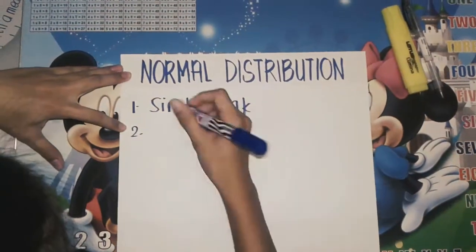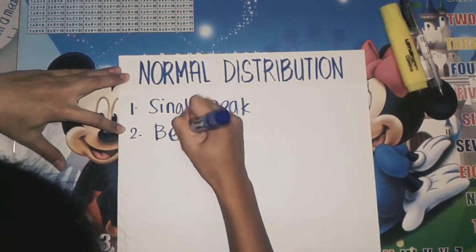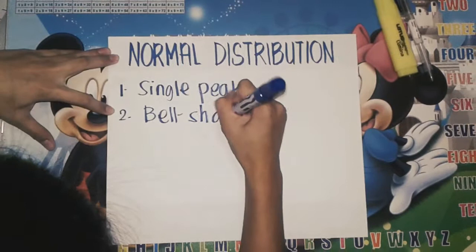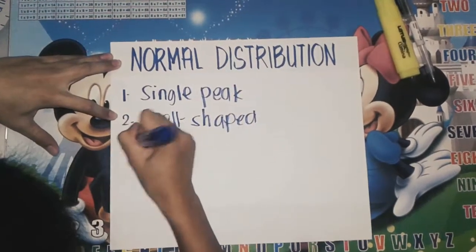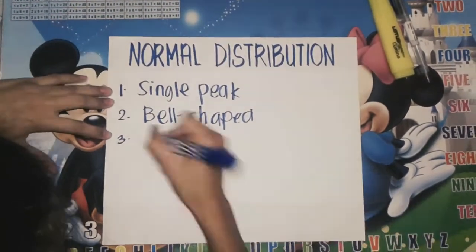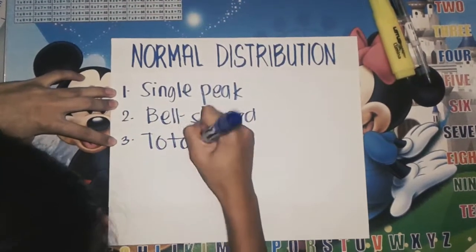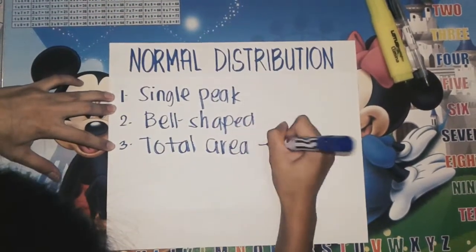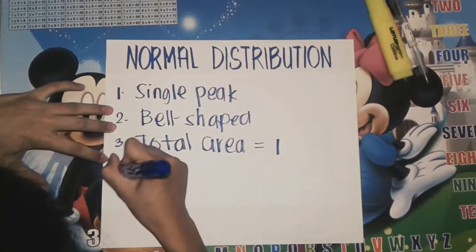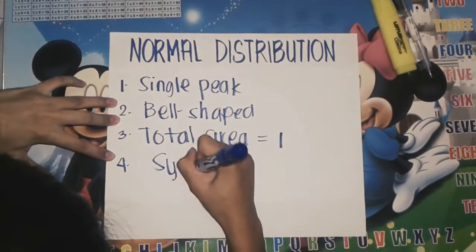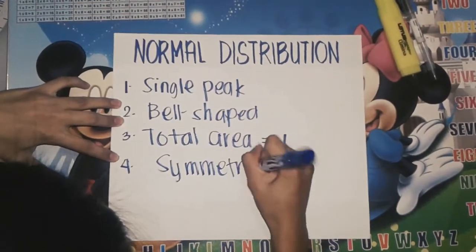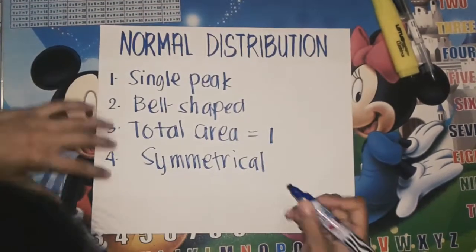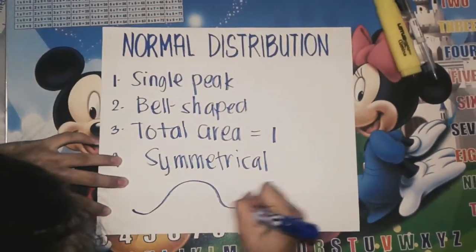Second, bell-shaped or shaped like Mexican hat. Third, total area under the curve is equal to 1. Fourth, it is symmetrical. The mean lies at the center of the distribution.